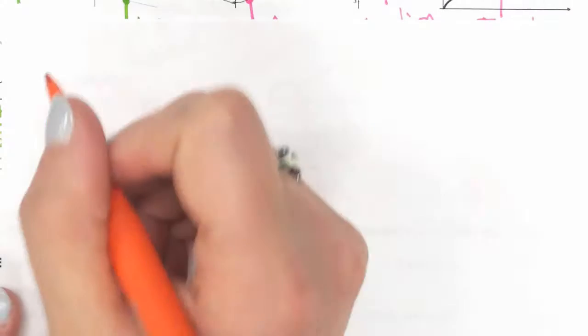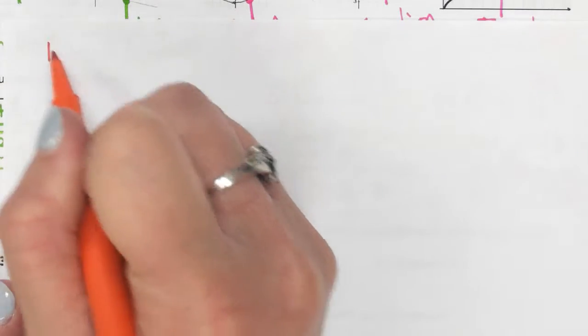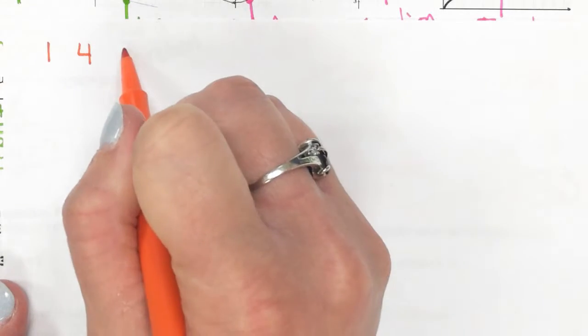All right, here we go. What's the first perfect square? Go. 1. What's the next one? Keep going.